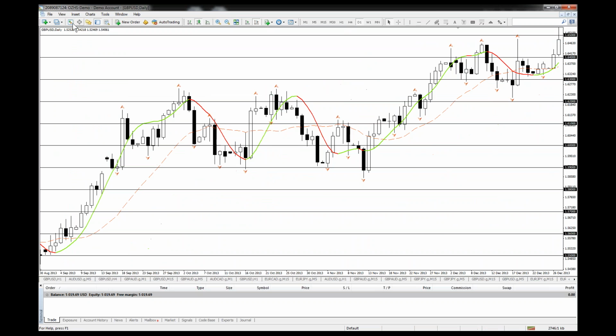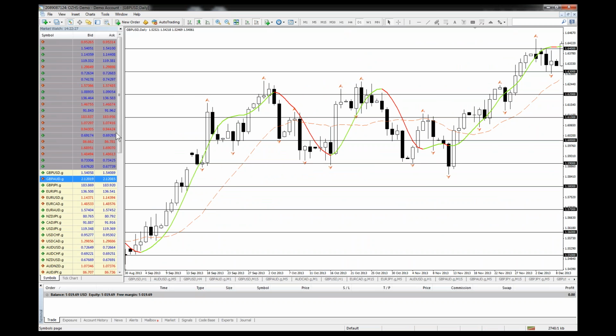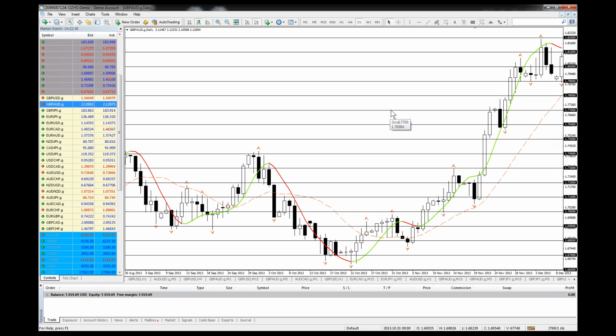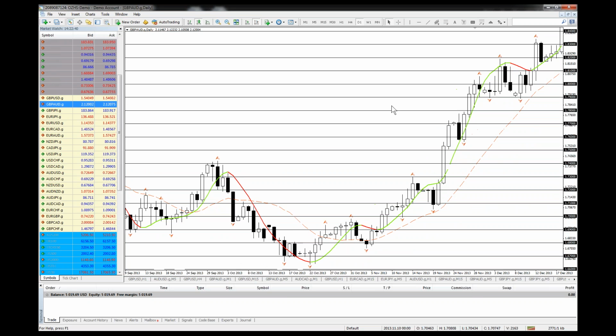Let's close this and go into a couple of pairs. Let's look at something real volatile, where you can really see it. Pound Aussie. So you can see here where we are above the level. We never break this level. Okay, so keep that in mind.